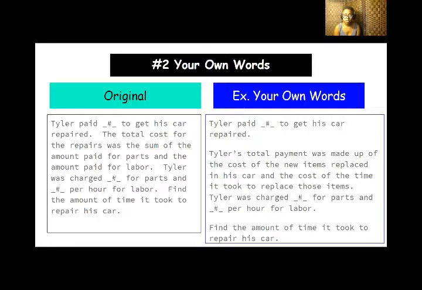So this is how I rewrote the original question. It says, Tyler paid a certain amount of money to get his car repaired. Tyler's total payment was made up of the cost of the new items replaced in his car and the cost of the time it took to replace those items. Tyler was charged a certain amount for parts and a certain amount for labor. Like we explained, the labor is the amount of time it took to fix, to replace that part, to fix his car, and the part is the item that was replaced. And the last part says find the amount of time it took to repair Tyler's car.